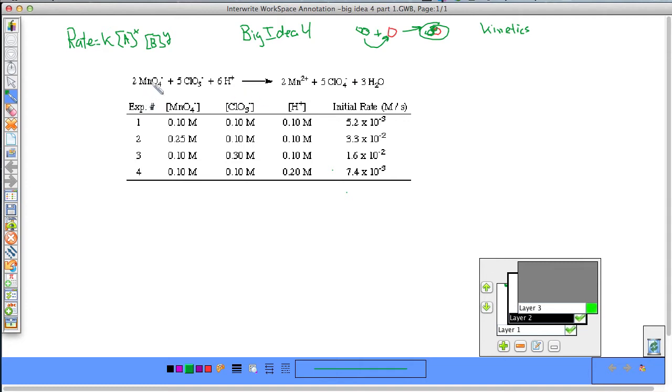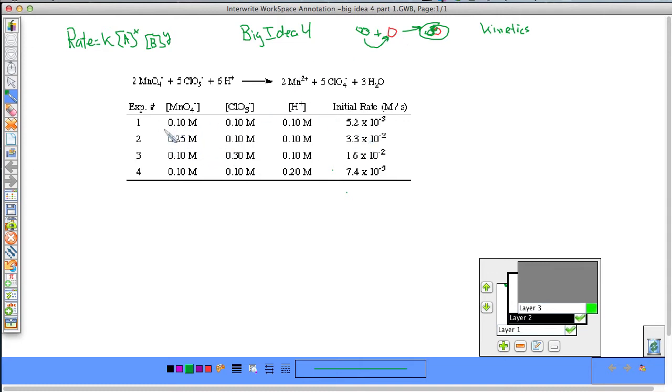So the idea is, if I change the amount of permanganate, how does that affect the speed at which this reaction goes? That would be like adding more of one particular reactant. Is that going to change the collisions at all? Is that going to increase the collisions? Is it not going to do anything? What's it going to do? And so here's our data.